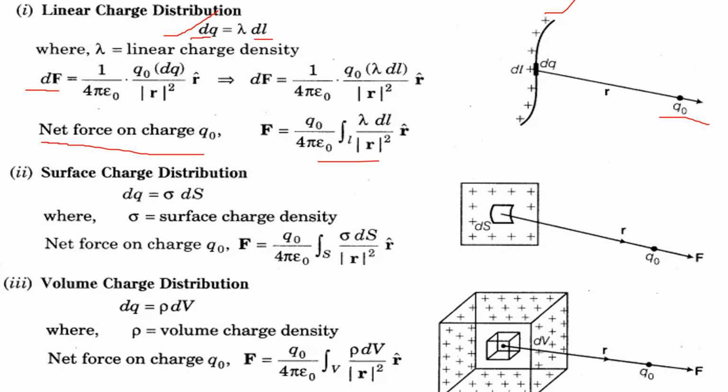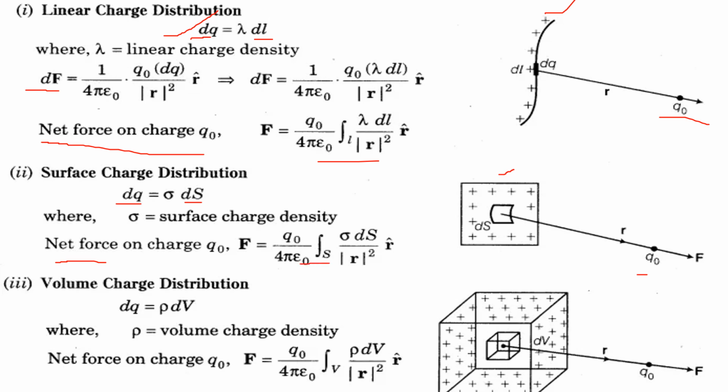The second one is a surface charge distribution, in which charge is distributed over a surface. Again we take a small amount of charge dq. Here sigma is the surface charge density, and ds is the small area over which dq is distributed. Again we apply the formula and calculate the force dF. Then we calculate the net force on the charge q naught by taking the surface integral.